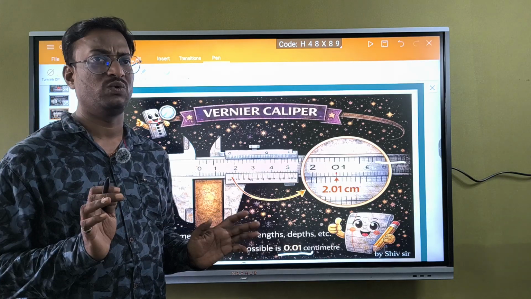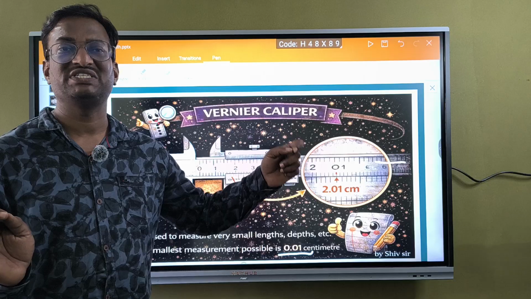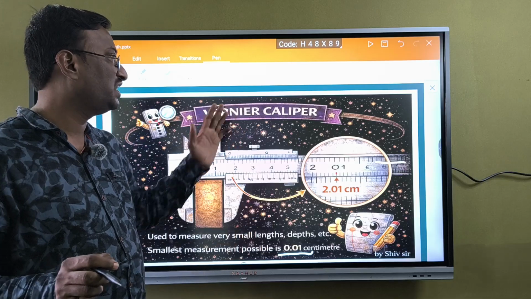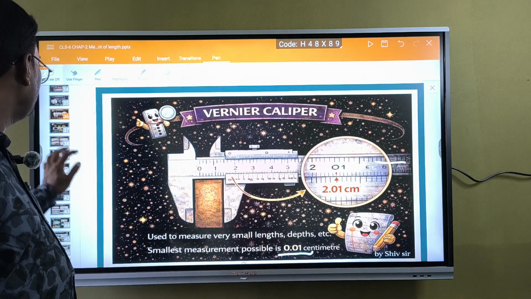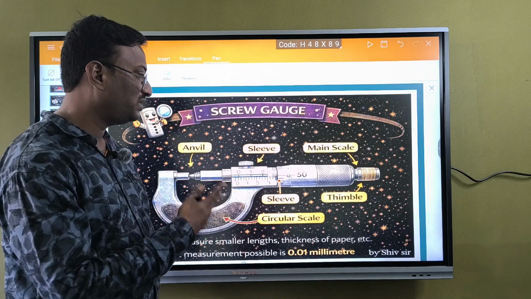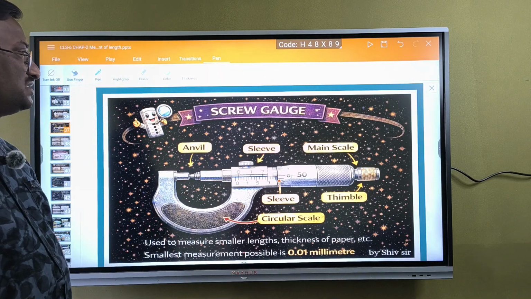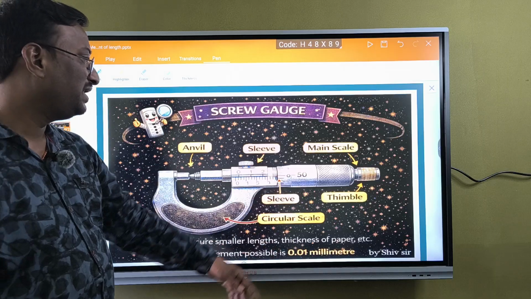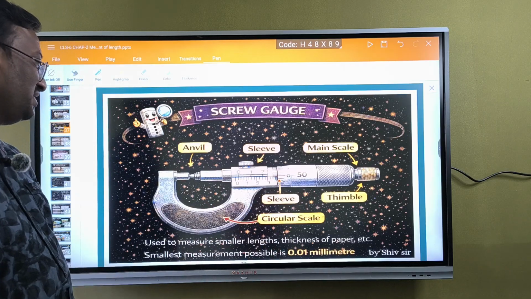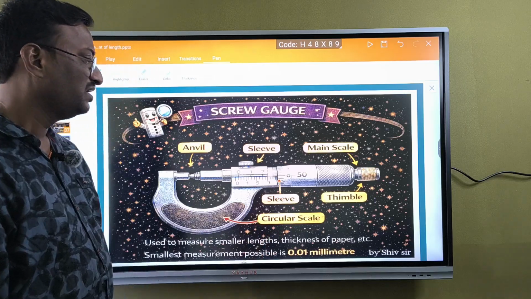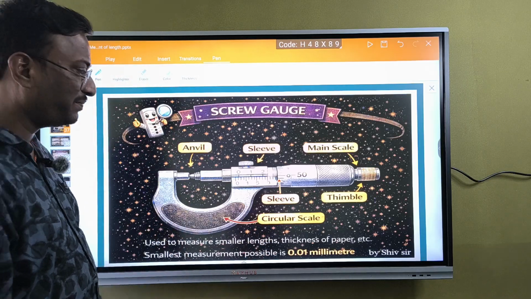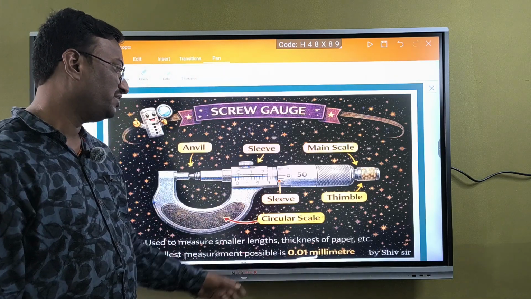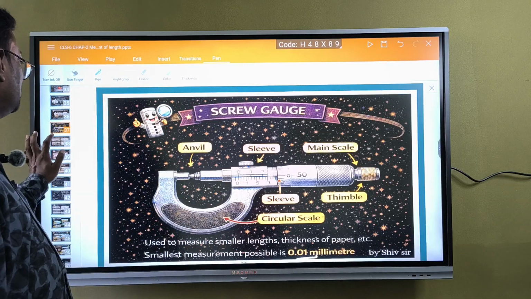Every device will have its own least count. That is the least value that can be measured through that instrument. The smallest value that can be measured with vernier calipers is 0.01 centimeters. Next is one more instrument, the screw gauge. These are the different parts: anvil, sleeve, main scale, thimble, circular scale. It is also used to measure smaller lengths. It can measure even smaller than vernier calipers, around 0.01 millimeters, which is its least count. Even the thickness of paper can be measured with the help of this screw gauge.